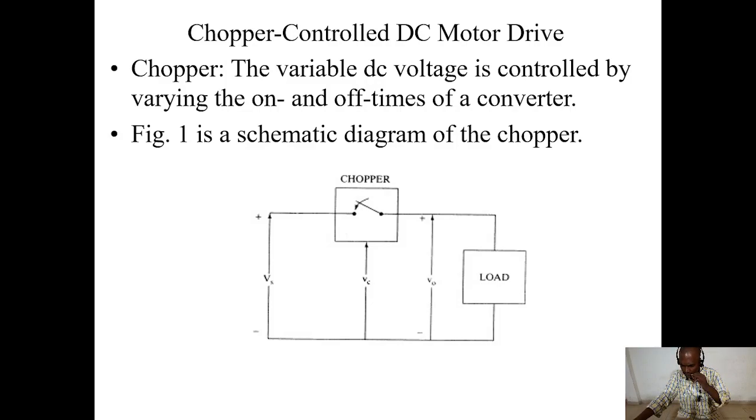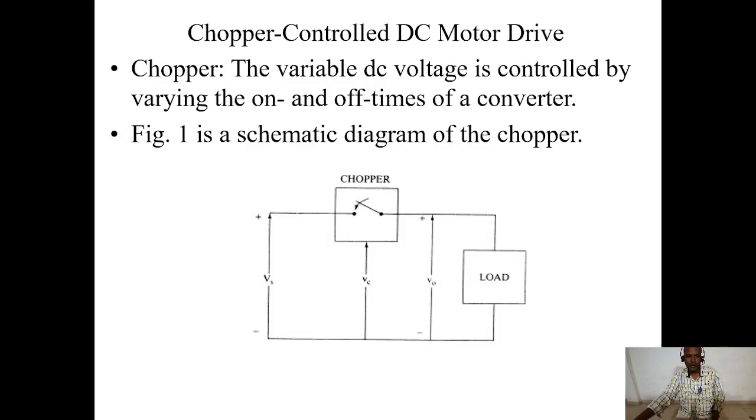By looking at this circuit diagram, on the left corner we have a source voltage with plus and minus, a chopper and a load. In this circuit model, VC is called the control voltage and V0 is the output voltage. Let us know what is meant by a chopper.